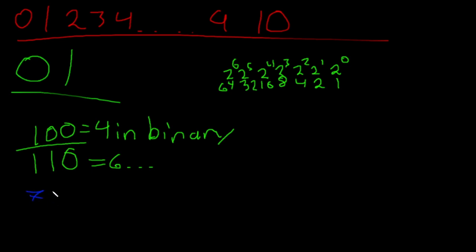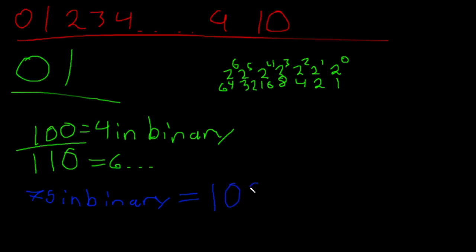75 in binary would be: take the largest power of 2 you can get, which is 64. So that means you'd need a 1 in the 64s place. Then what's 75 minus 64? It's 11. And the highest you can get from that is an 8. So that means you skip 32, and you skip 16.